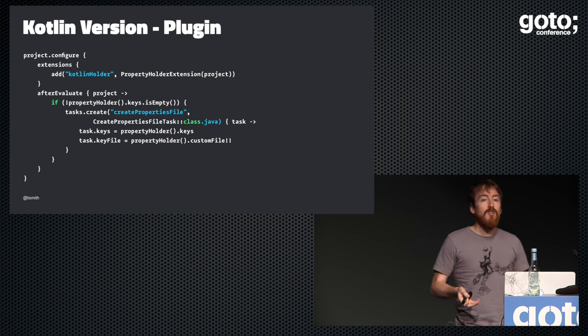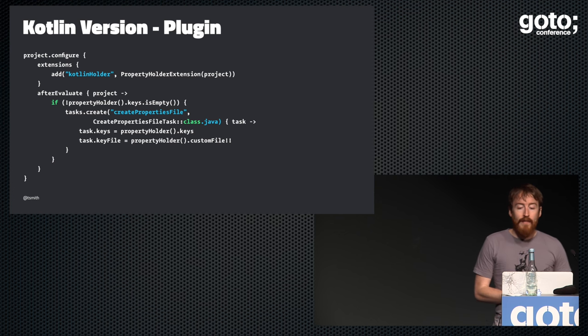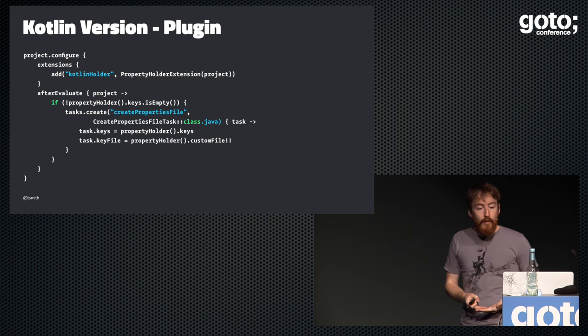So now we have the final version of our plugin in Kotlin. Just like with the Groovy version, we add the extension, and the after evaluation is done to create a task. We create a file based on the extension data that was supplied. It's declarative, concise, and familiar to Groovy developers. But it's consistent with the Kotlin that is potentially already in your Android app.